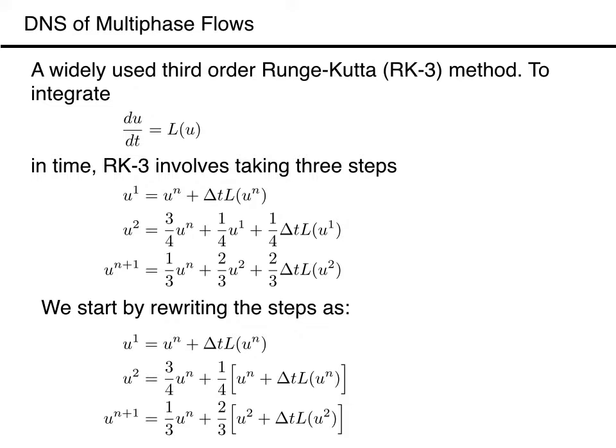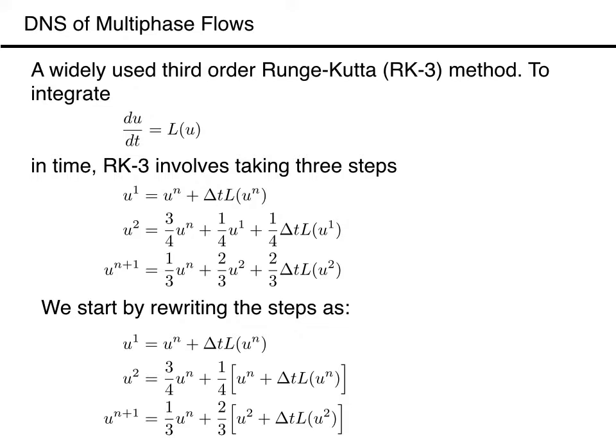To simplify the notation, we use the shorthand du over dt equal to L of u for the Navier-Stokes equations. The third-order Runge-Kutta method used here is usually written as 3 steps. First, we do a simple Euler step where the right-hand side is multiplied by dt and added to the old value. Then we compute the right-hand side using the new velocity and add it to a weighted sum of the original and new velocity, and then we do the same thing again. As written here, we have to store the intermediate velocities at each step.